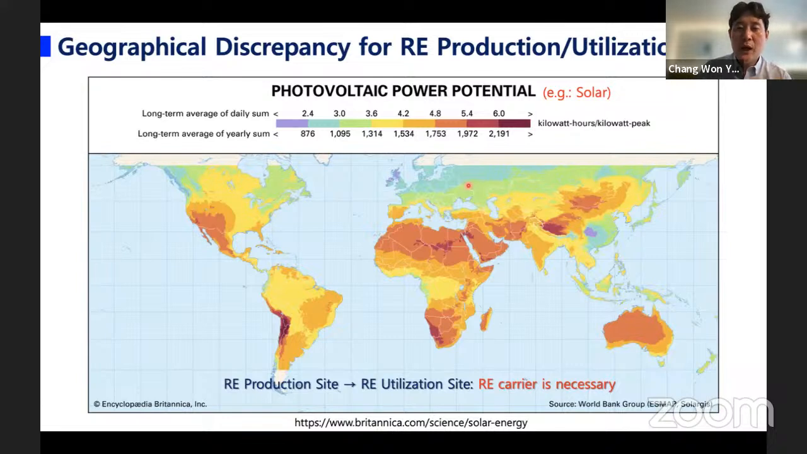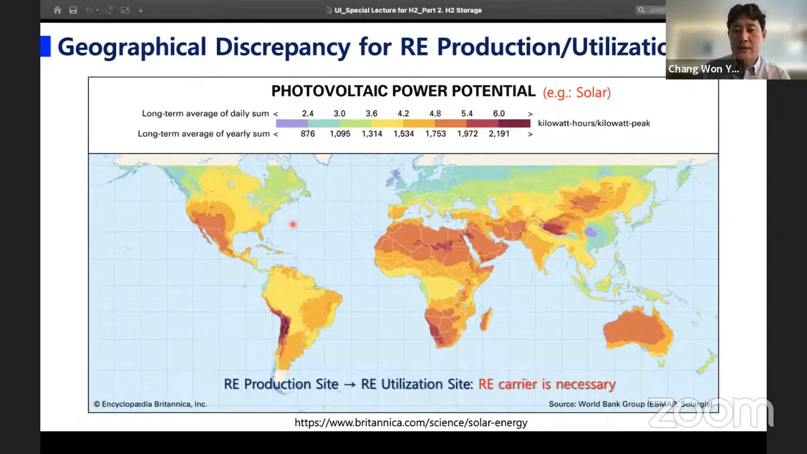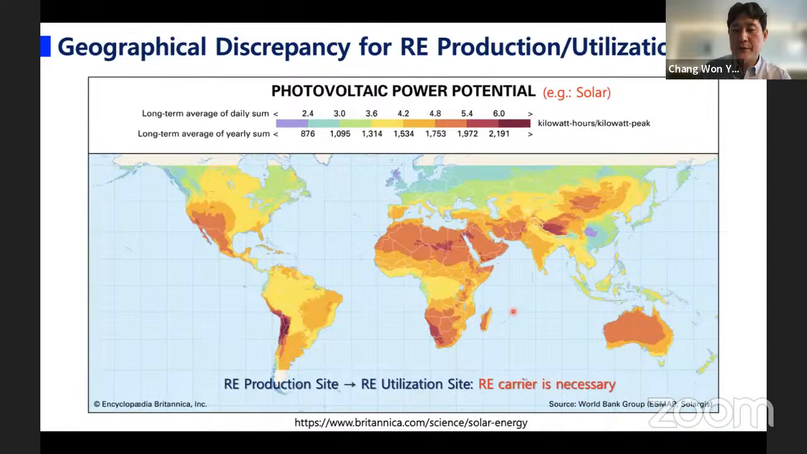Then how can we achieve carbon neutrality globally? One solution for this is that surplus renewable energy from here should be transferred, should be delivered into this area, right? So everyone can use renewable energy, ultimately achieving net zero globally, right? So the renewable energy carrier is very, very important.